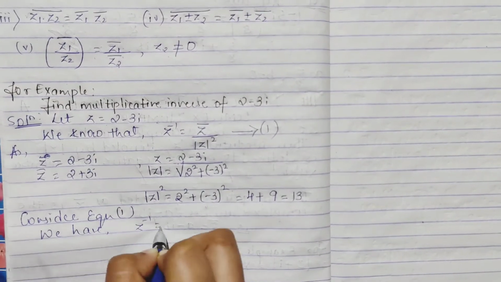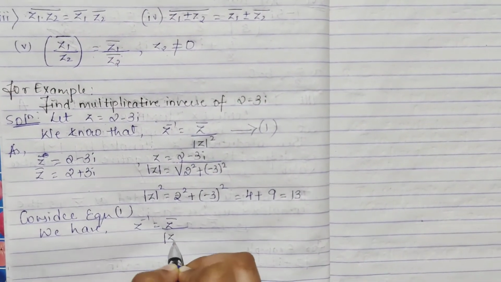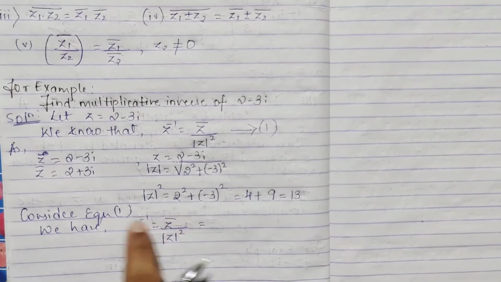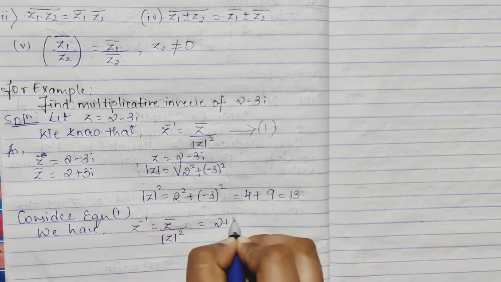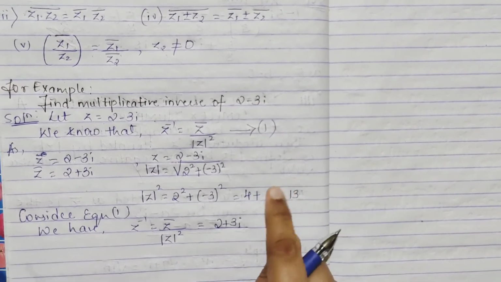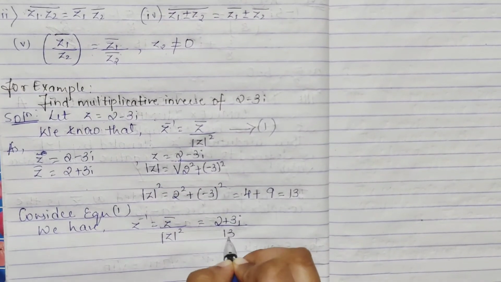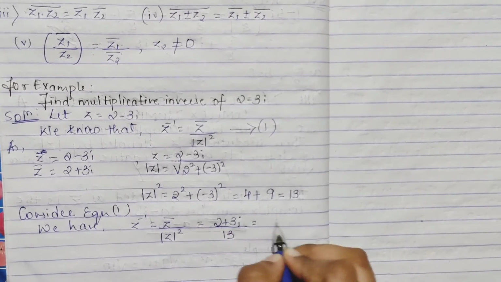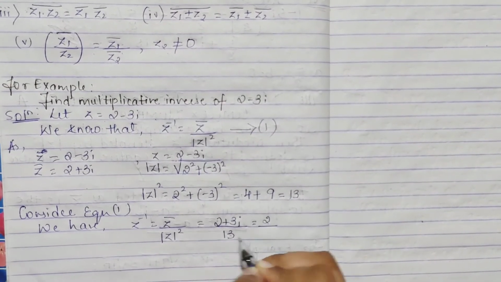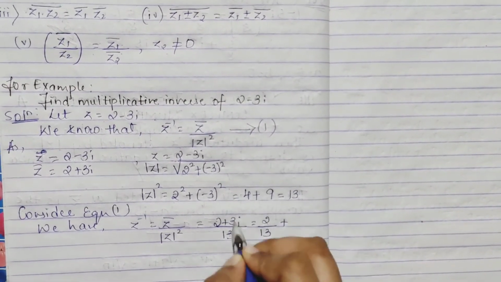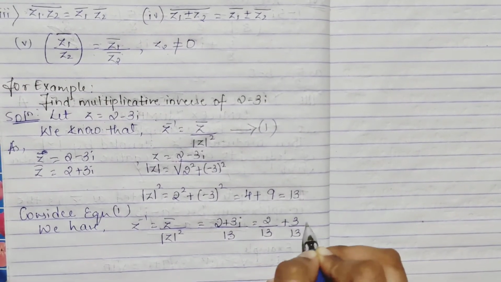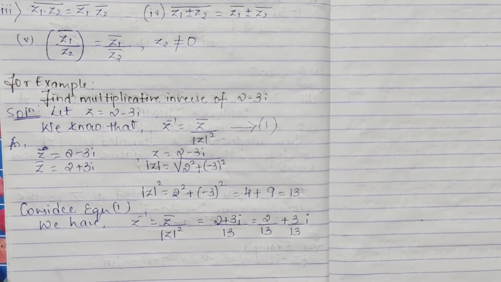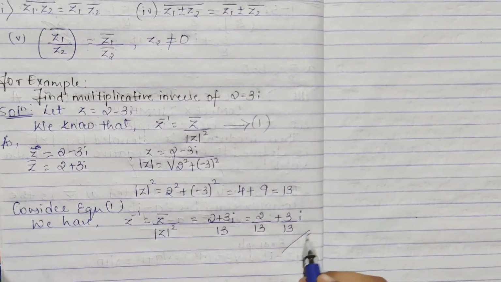We have z inverse is equal to z conjugate by modulus square. Z conjugate we have got 2 plus 3i, and modulus square we have got 13. So this is your z inverse. If you want real and imaginary parts separately, that is 2 by 13 plus 3 by 13 i, or 3i by 13 you can write. Understood how you have to find it?